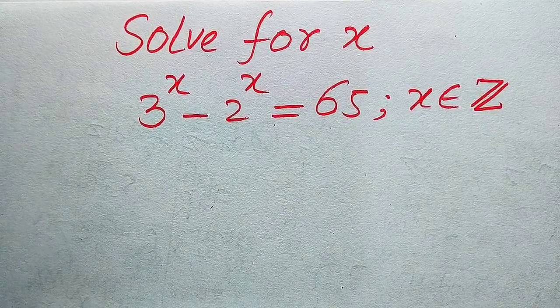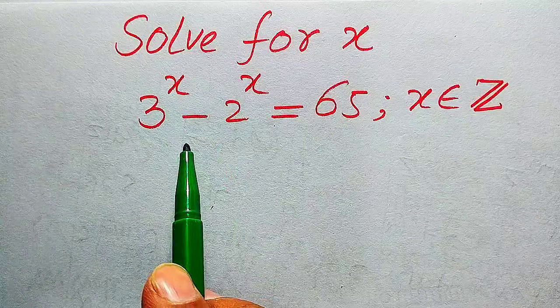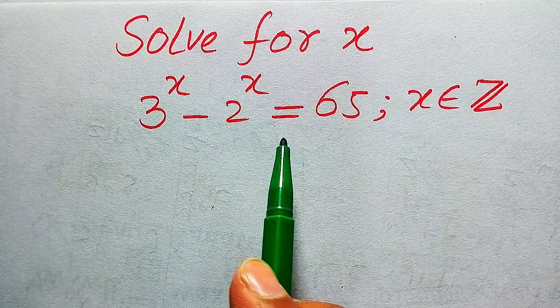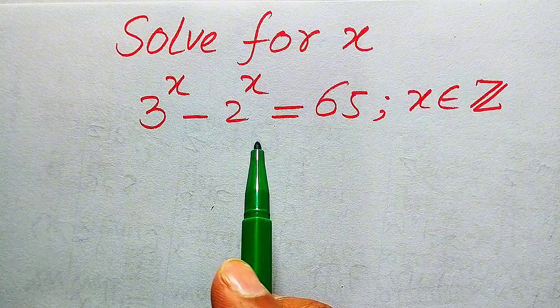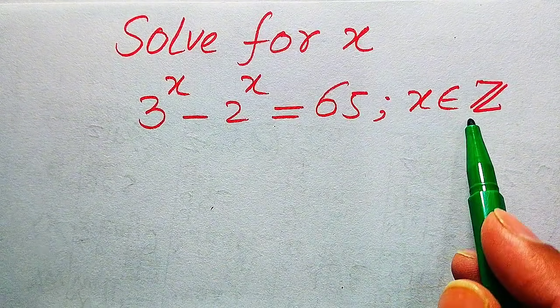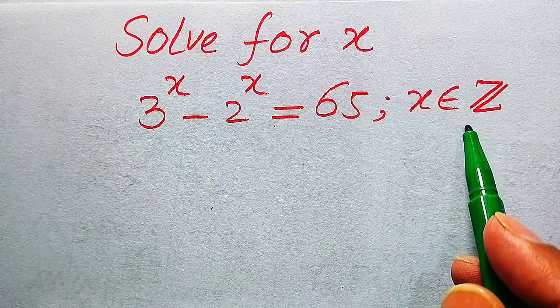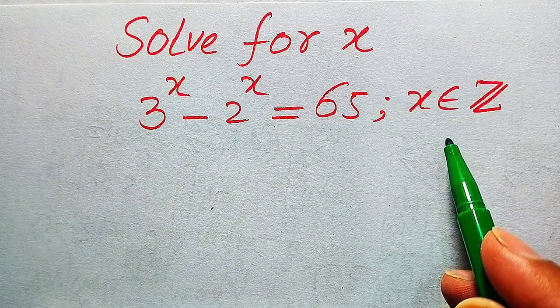Hello everyone, how to solve this problem for the values of x if we have 3 to the power of x minus 2 to the power of x is equal to 65, and we solve this problem for all the values of x. So here you remember one thing: our x must belong to integers. Okay, so we solve this problem for the integral values of x.